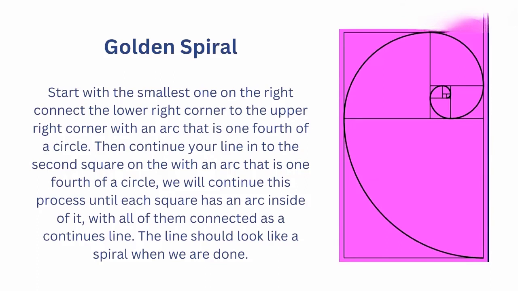Then continue your line into the second square with an arc that is 1/4 of a circle. We will continue this process until each square has an arc inside of it, with all of them connected as a continuous line. The line should look like a spiral when we are done.